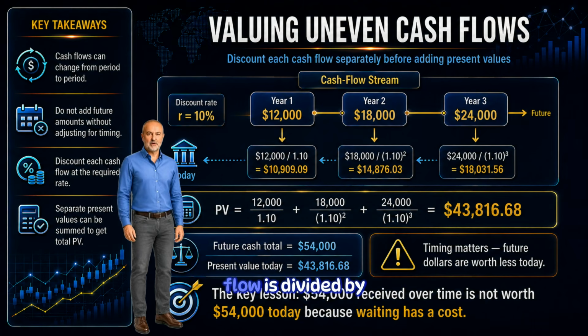The year 1 cash flow is divided by 1.10. The year 2 cash flow is divided by 1.10 squared. The year 3 cash flow is divided by 1.10 cubed. The present values are $10,909, $14,876, and $18,032. Together, they equal $43,817. Notice the lesson. $54,000 in future cash is not worth $54,000 today.